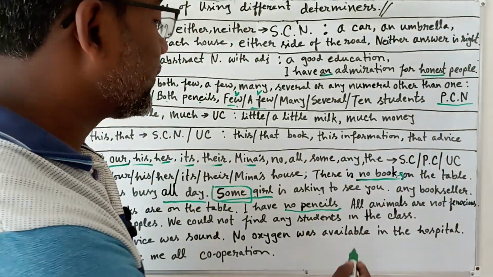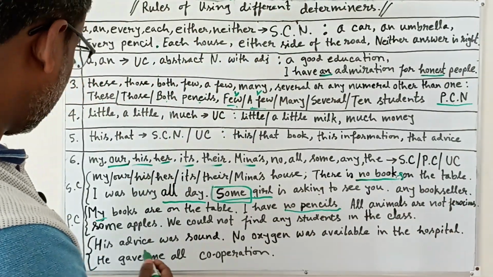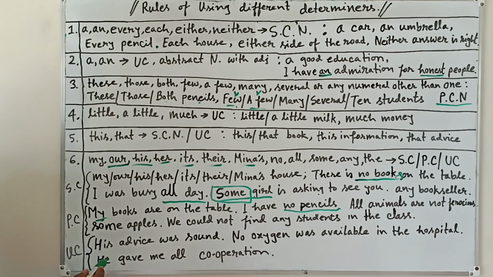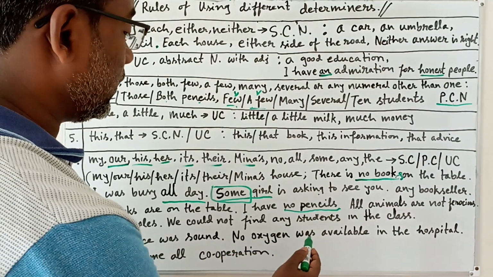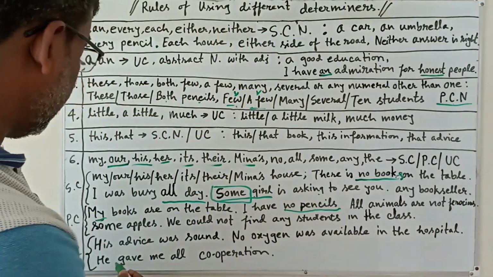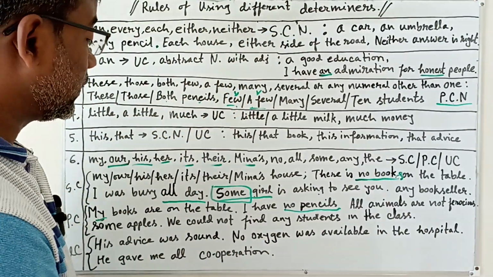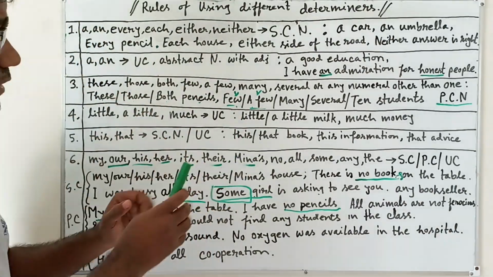Both are correct. All animals are ferocious. Next example, with uncountable noun. His advice was sound. No oxygen was available in the hospital. He gave me all cooperation. So these are the examples of determiners, and I have given 6 rules.